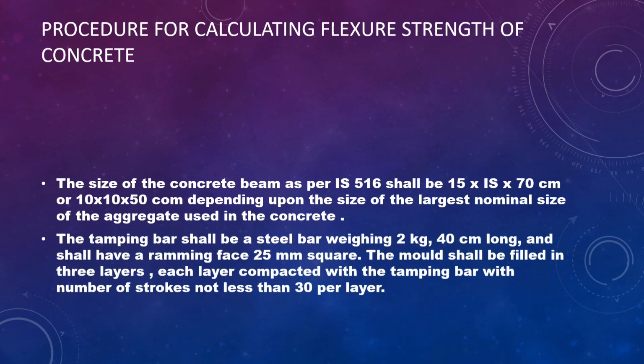Here also, in the concrete beam, after filling, the concrete is compacted using a tamping bar, and the tamping bar shall be a steel bar weighing 2 kg, 40 cm long, and it shall have a ramming face of 25 mm square. The mold shall be filled in 3 layers, each layer compacted with the tamping bar with a number of strokes not less than 30 per layer. And the testing on this specimen shall be made usually at 7 days and 28 days.